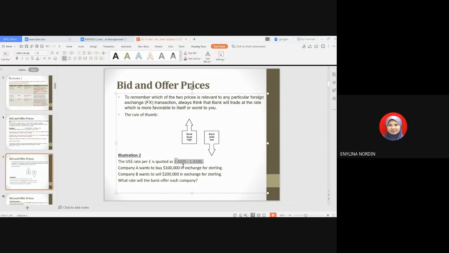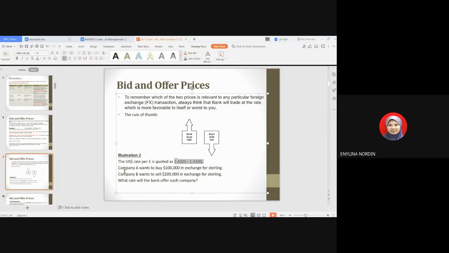So now we know that 1.4325 is the low rate and 1.4330 is the high rate. So this is the US dollar rate against the pound sterling. So for 1 pound, you have to bear with the exchange rate of between 1.4325 and 1.4330. So this is an example for the first one.